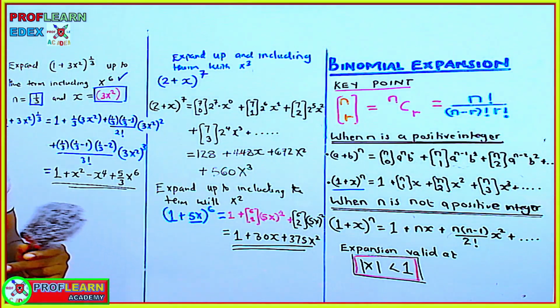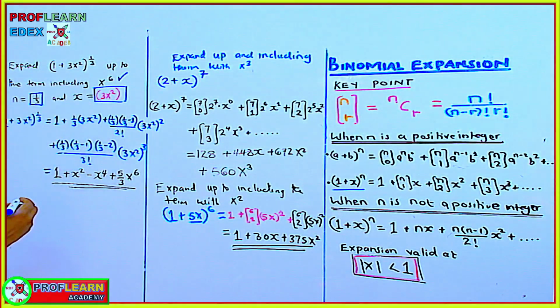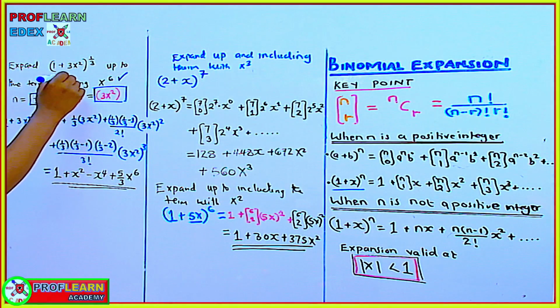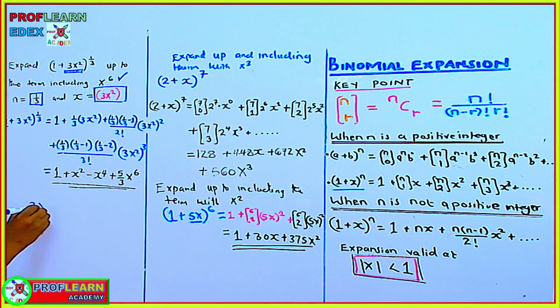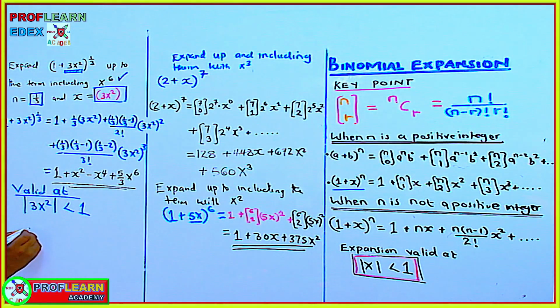Now, if you are told to state where the expansion is valid, you are going to pick this term that you are having here. Just pick the term the way it is. And you are going to say modulus of 3x squared less than 1. The expansion is valid at. Okay? So we can now factor out 3 and remain with x squared less than 1. Divide by 3, divide by 3. This is going to reduce to x squared less than 1 over 3.